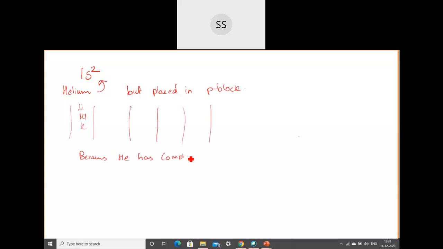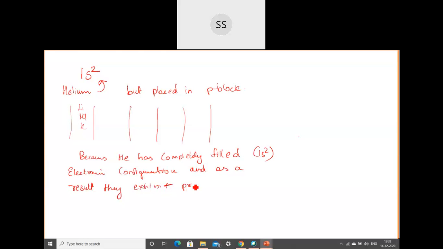Because helium has a completely filled 1s2 electronic configuration, and as a result they exhibit properties of noble gas.